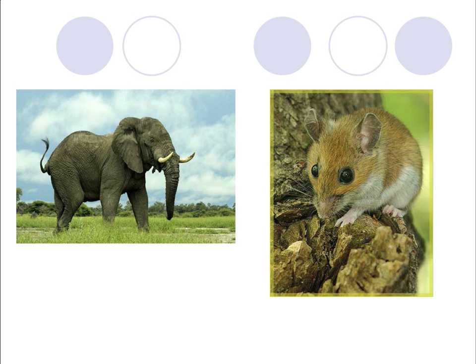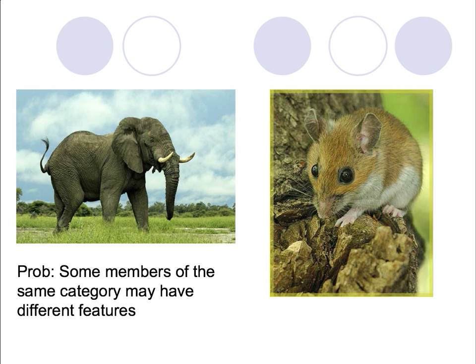So they don't share too many features, although if you blow up the mouse, it becomes a little more evident that they're both mammals. So members of a particular category might actually look very different as well.